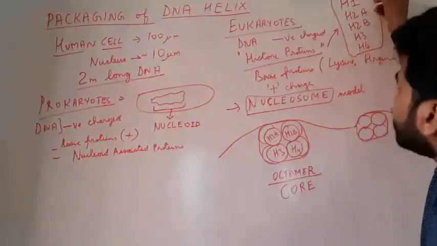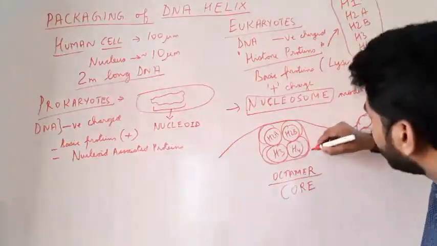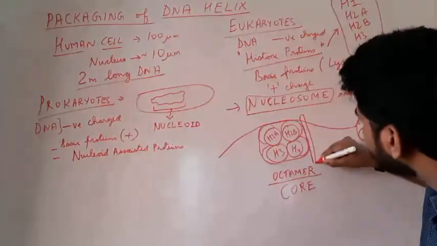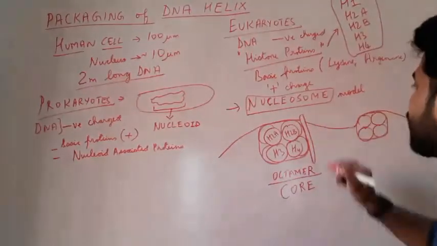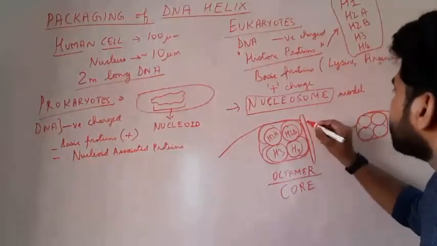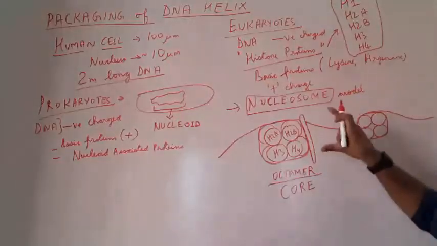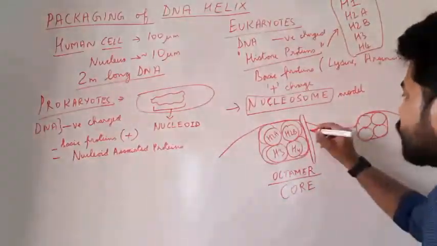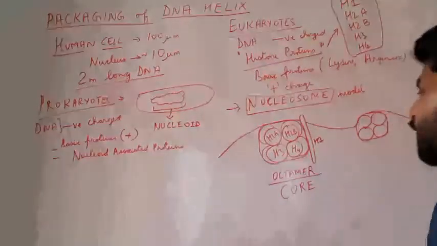The 5th protein, that is histone H1 protein, its role is basically to control the length of the DNA that is wrapped. So it acts as a valve in controlling the length of the DNA. So this is your H1 protein.